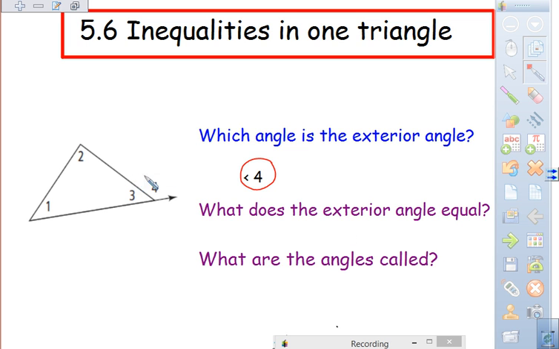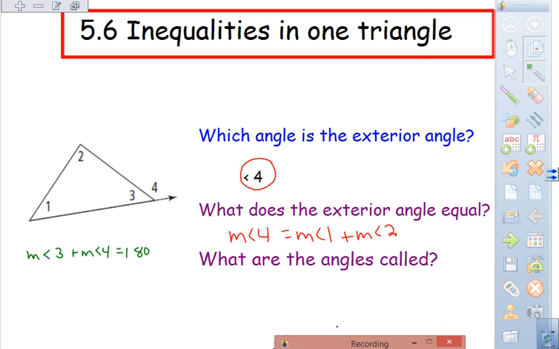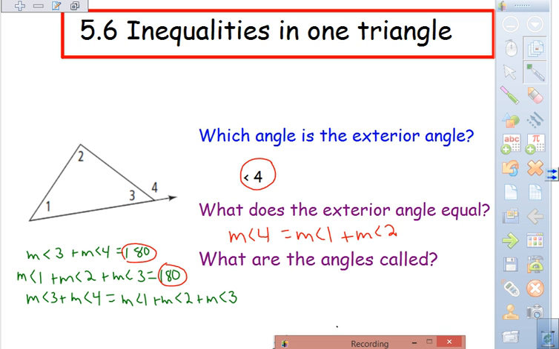Well, we had the exterior angle theorem in a previous chapter, and the measure of angle 4 was equal to the measure of angle 1 plus the measure of angle 2. The reason for that is that we know that 3 plus 4 is 180 because of the linear pair postulate. Then, by the triangle sum theorem, we know that 1 plus 2 plus 3 is 180. If they're both equal to 180, then they're equal to each other.